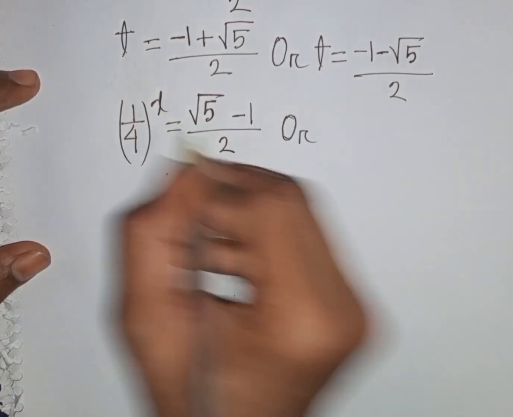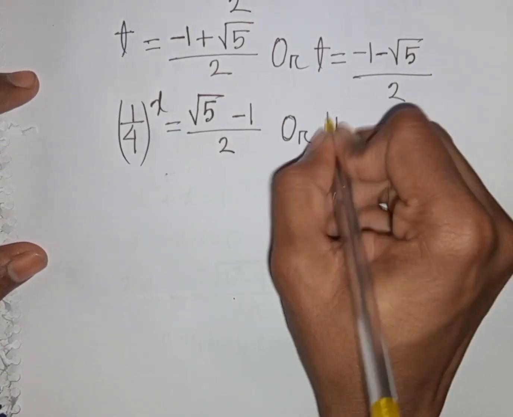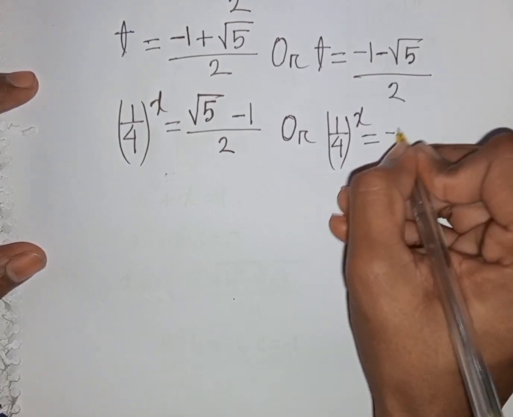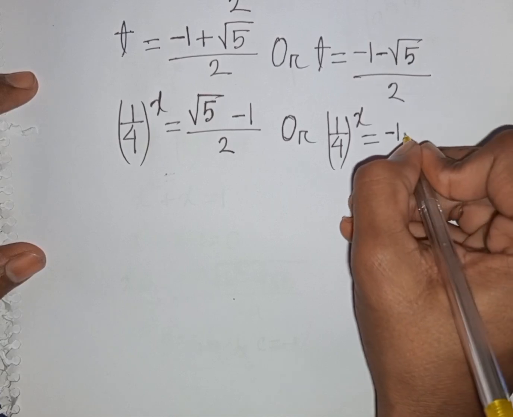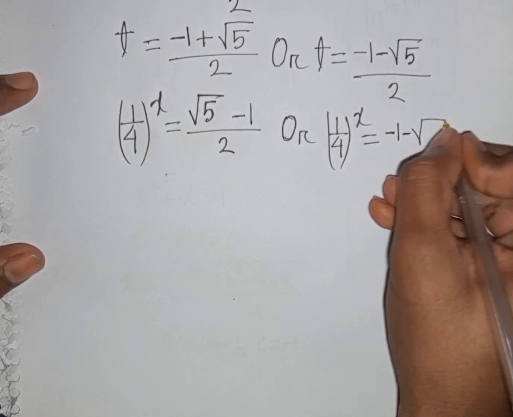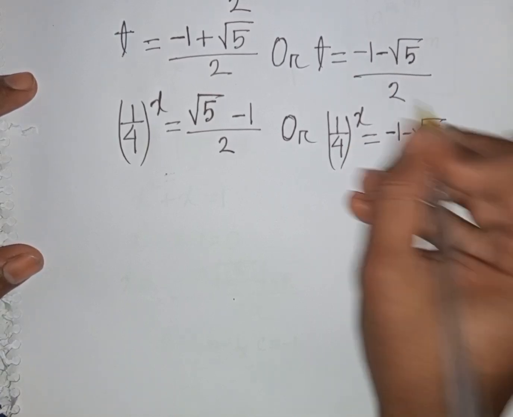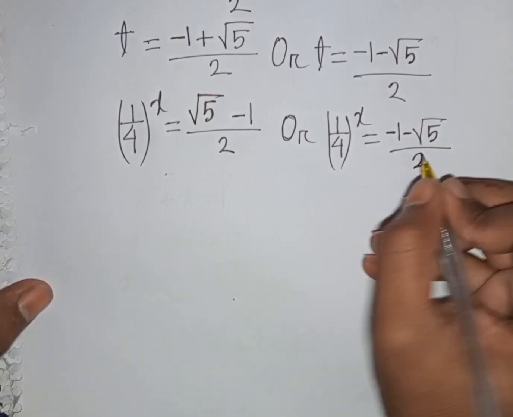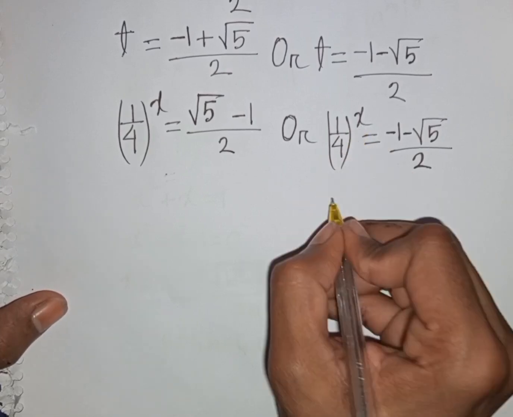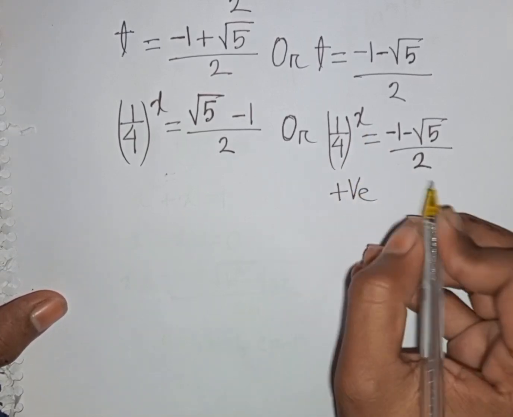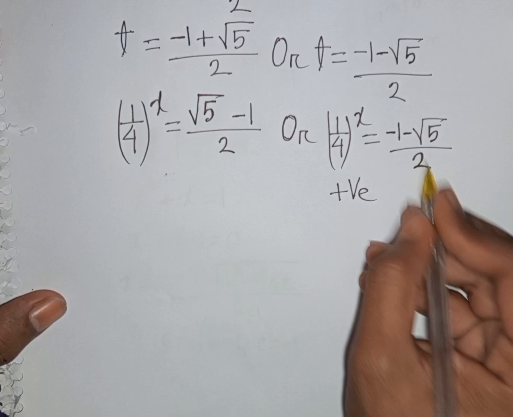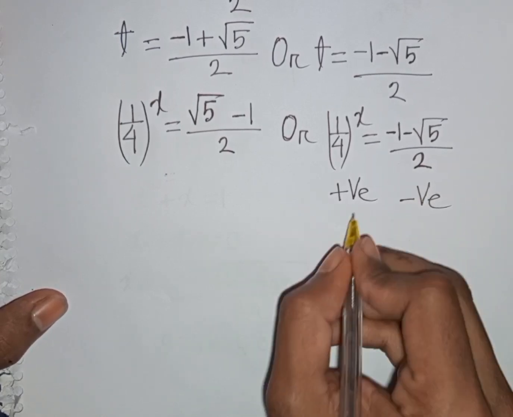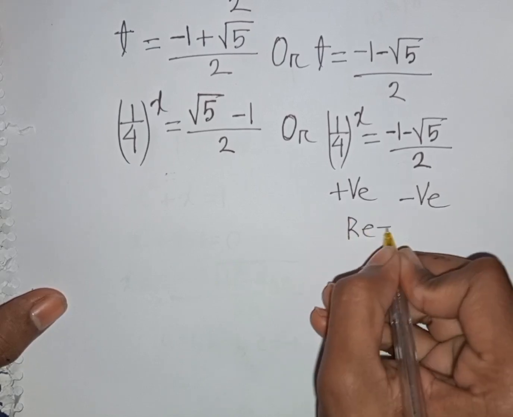t, that means (1/4)^x. So (1/4)^x is equal to minus 1 minus square root of 5, divided by 2. Now, we see (1/4) to the power of any number is always positive, but (minus 1 minus square root of 5) divided by 2 must be negative. So positive cannot be equal to negative, so this is rejected.